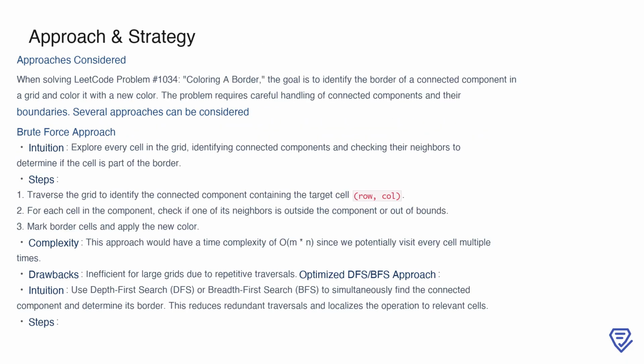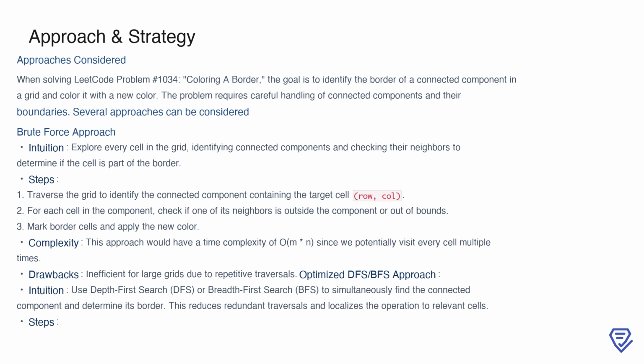When tackling the problem of coloring a border, we begin by considering various approaches to identify the border of a connected component in the grid and recolor it. A straightforward method is the brute force approach. The intuition here is to explore every cell in the grid while identifying the connected component containing the target cell. For each cell in that component, we check if any of its neighbors are either outside the component or out of bounds. If so, the cell is marked as part of the border and recolored. While this method is conceptually simple, it has a significant drawback: it involves multiple redundant traversals of the grid, leading to inefficiency for larger grids.